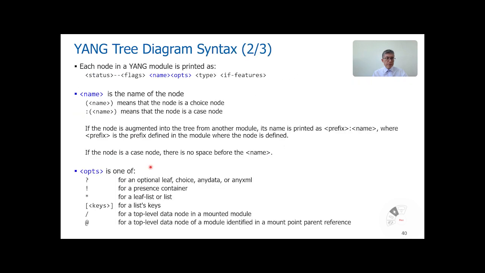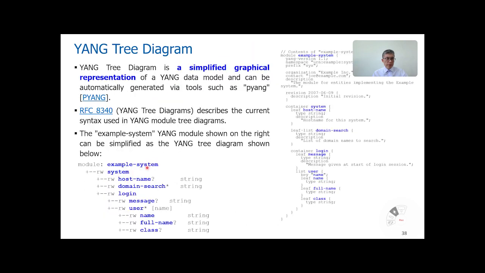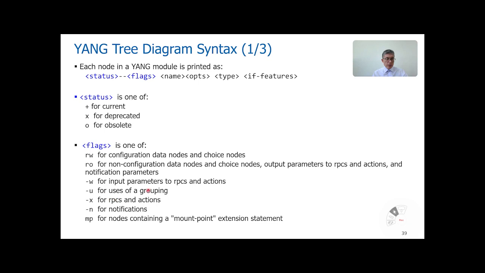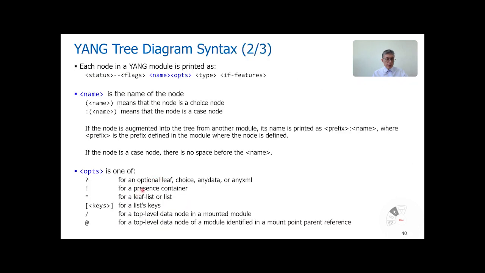Okay. Also name and opts. So name here is the name of the node, and this is an option. Okay. And the opts case, question mark. This we saw, the asterisk. So this is optional leaf. Okay, not so for the key leaf. There is no option here, right? So question mark is optional. Okay, and the star, asterisk, is for a leaf-list or list.